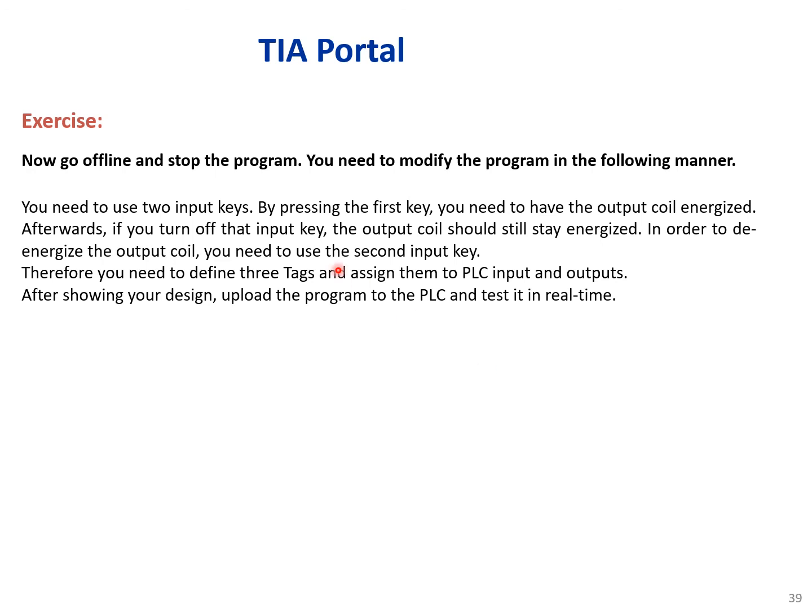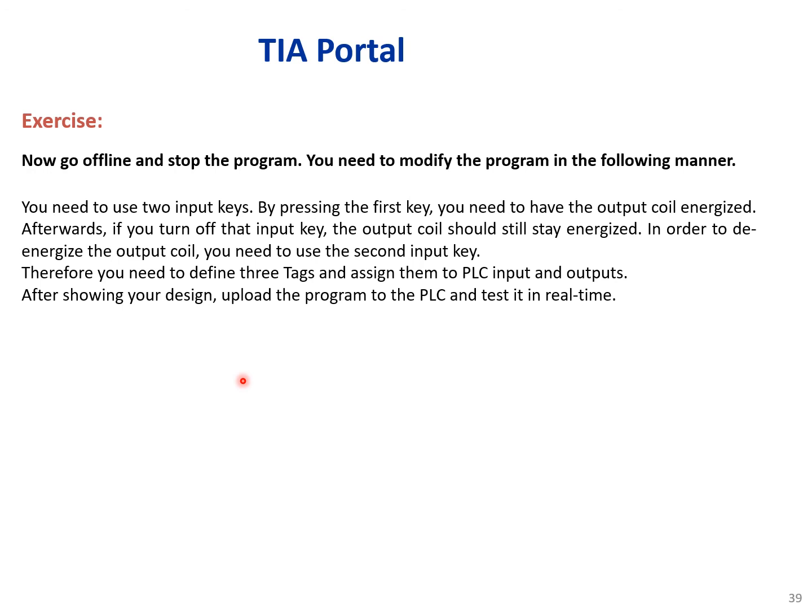Now you should do the exercise. Go offline and stop the program. You need to modify the program in the following manner. You need to use 2 input keys. By pressing the first key, you need to have the output coil energized. Afterwards, if you turn off that input key, the output coil should still stay energized.